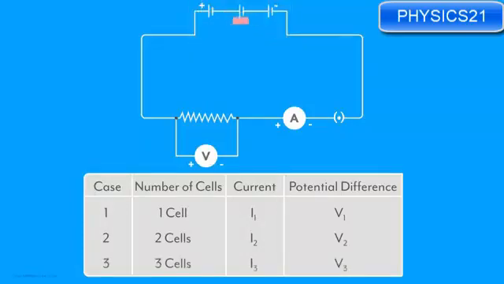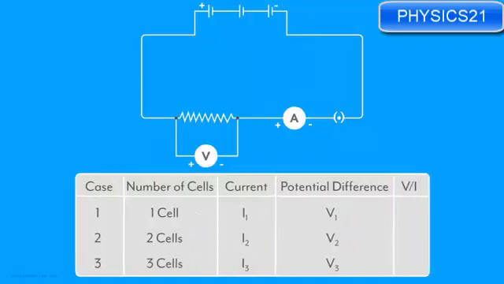You will notice that as the number of cells increases, the current as well as the voltage increase. But are they increasing proportionally? To know that, we add an additional column at the right which calculates the value of V over I for each case. You will notice that the ratio of potential difference to the current in each case will approximately be equal.